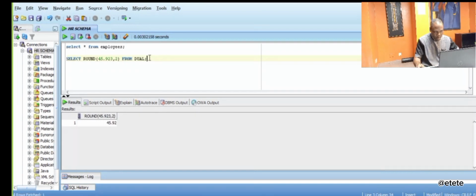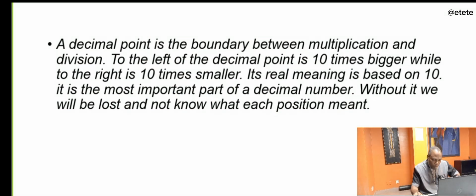When I execute it, look at the answer it's giving me: 45.92. Now, how did it arrive at this? This statement is what will guide us. A decimal point is the boundary between multiplication and division. To the left of the decimal point is 10 times bigger, while to the right is 10 times smaller. Its real meaning is based on 10. It is the most important part of a decimal number. Without it, we will be lost and not know what each position meant.